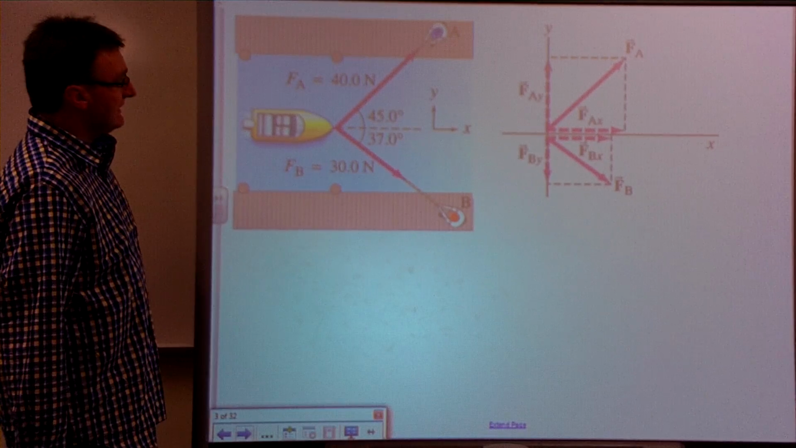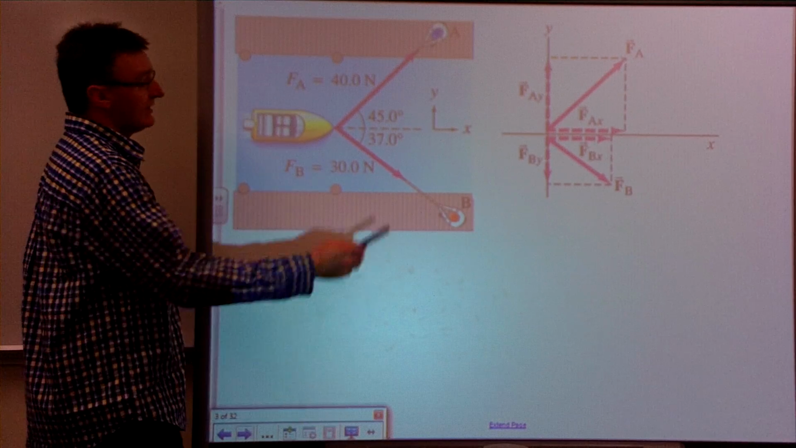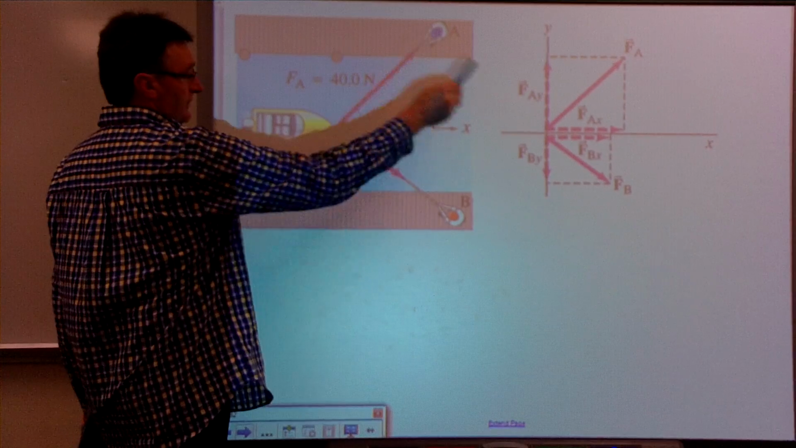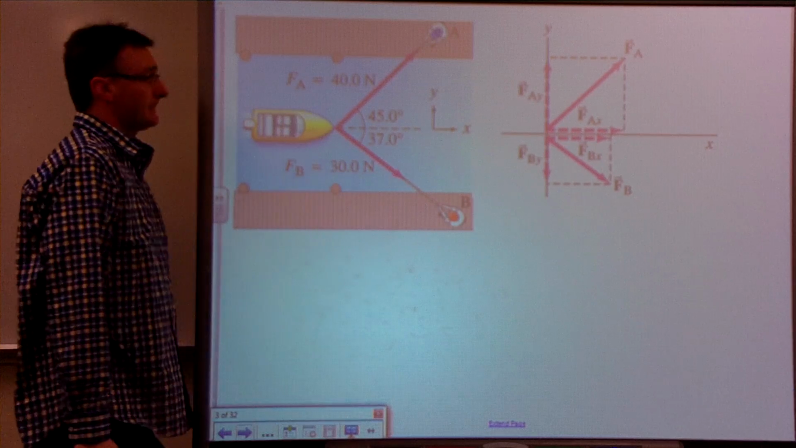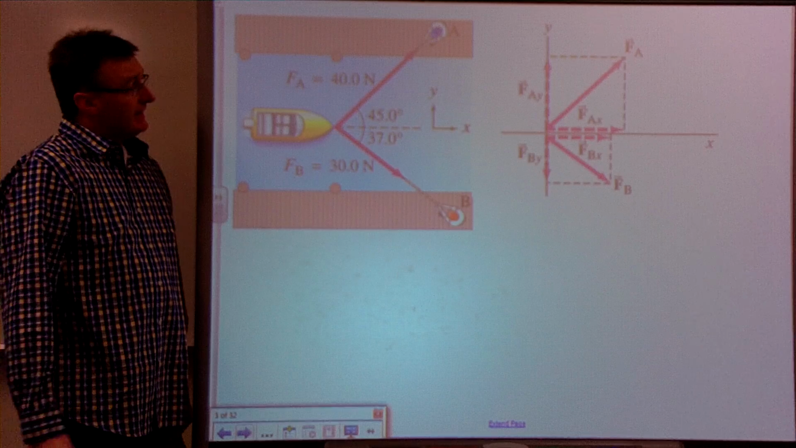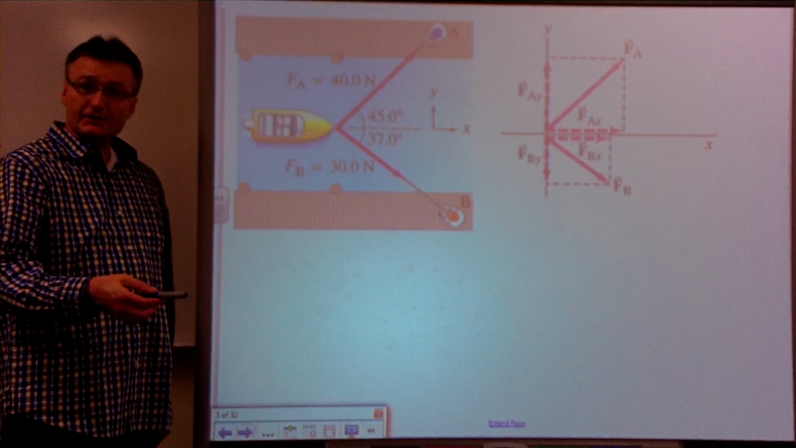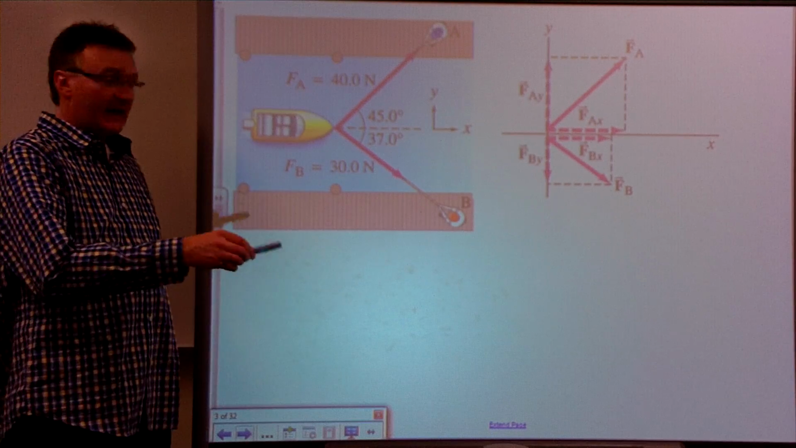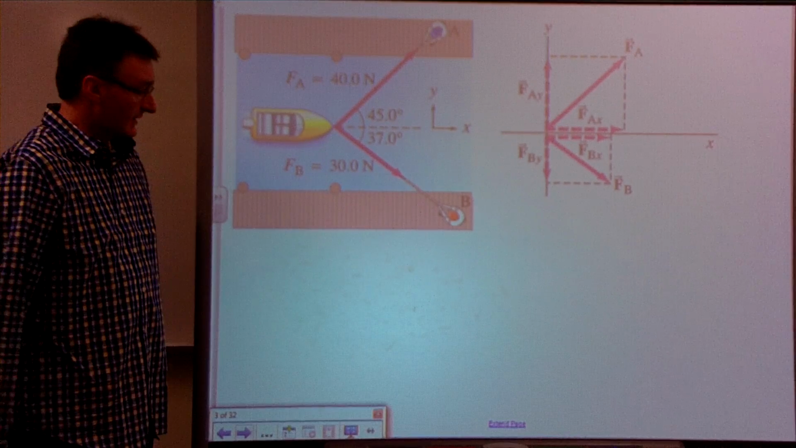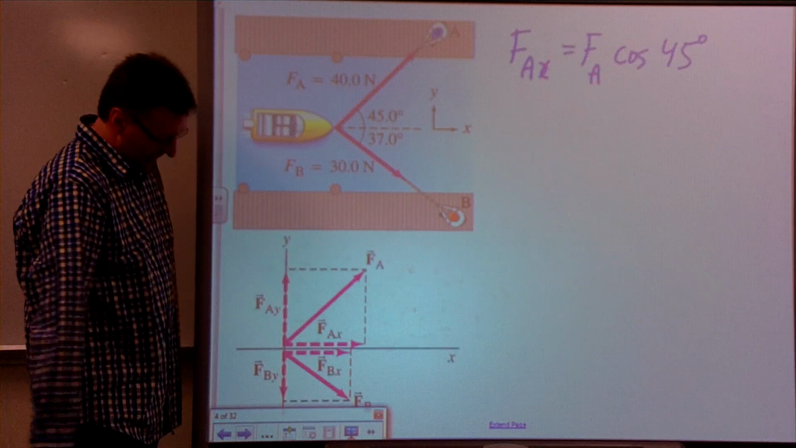First of all, we're looking for the components of each of these forces in the x and the y direction. When we get those, we can add the forces in the x component together and then add the forces in the y component together, put them together, and then find out what our resultant force is. So let's see how we do that.